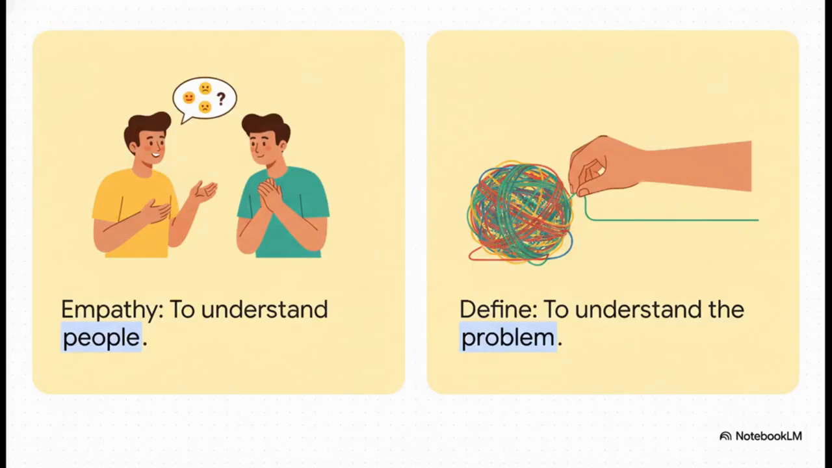So, if we boil it all down, it's actually pretty simple. The empathy stage is where you go out to understand people. And the define stage is where you take all that knowledge and use it to truly understand the problem. See how one flows directly into the other? It perfectly sets the stage for what comes next, generating a ton of great ideas in ideation.